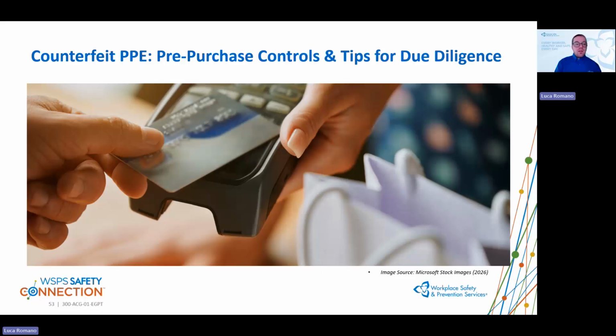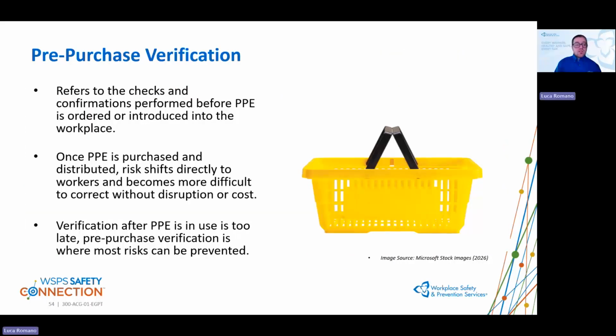The next layer that we're going to take a look at is pre-purchase controls and some tips for due diligence that we can implement, hopefully. So we'll start off with pre-purchase verification. Really, what this is looking at is doing checks and confirming measures and processes before we actually order the personal protective equipment and introduce it to the workplace.